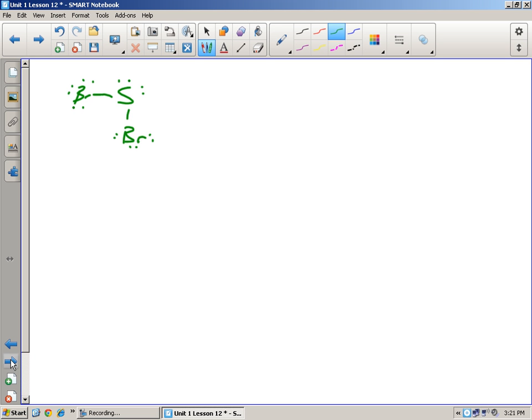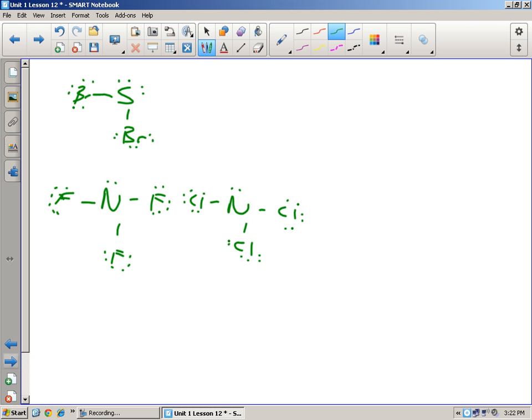Last one, NF3 and NCl3. Okay, stop backing up. I don't know where you're going. Okay, which one's more polar? Well, once again, you have to think about the general. These are obviously both polar. Which one's more polar? Well, this one has an electronegativity of 4.0. This is 3.2.